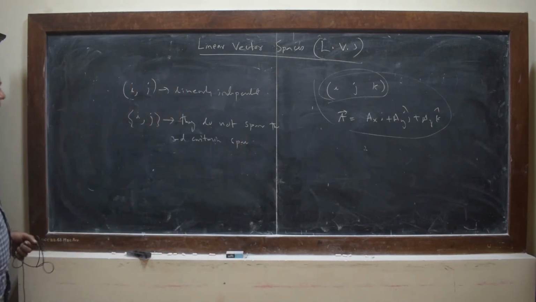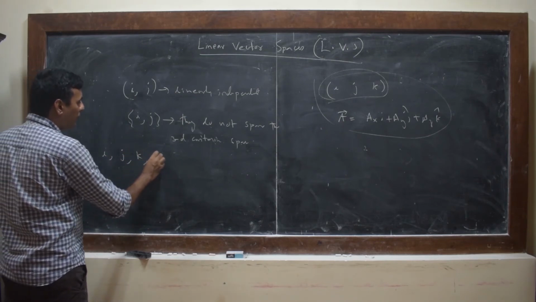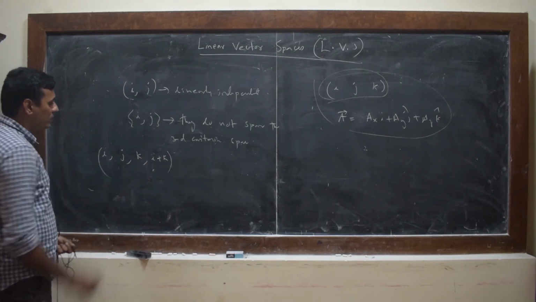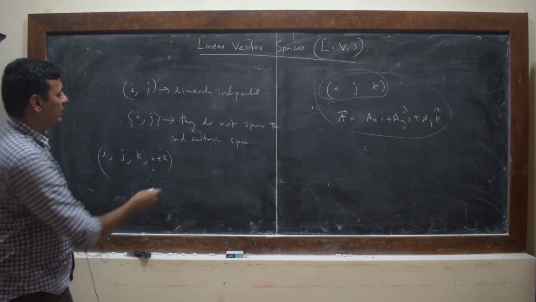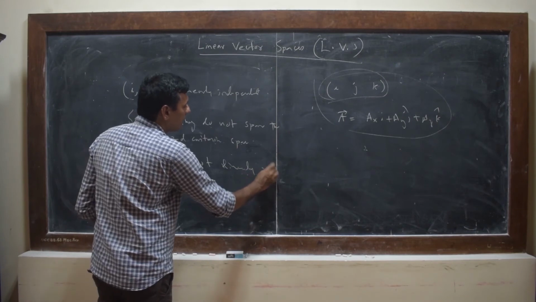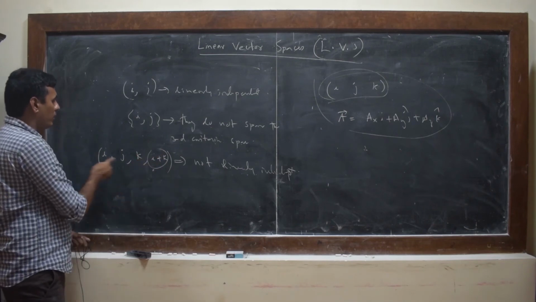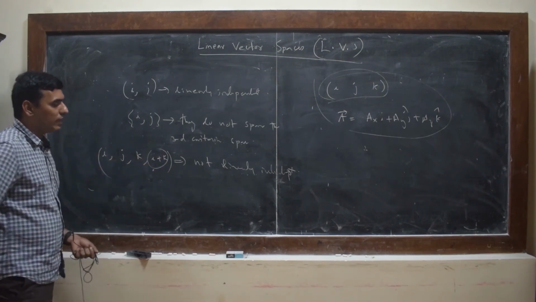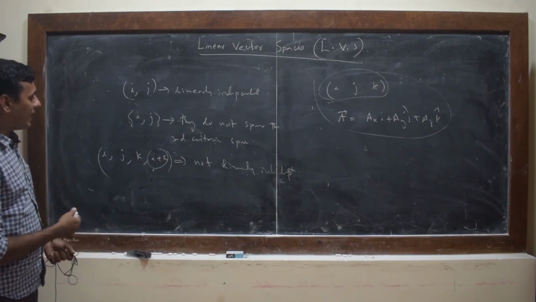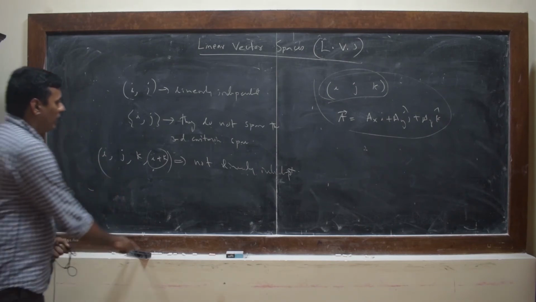Okay. And on the other side, say if you take i, j, k and i plus k. You have i, j, k and i plus k. So you have 4 vectors, and clearly these vectors are not linearly independent, because i plus k can be written in terms of these 2 vectors. So at max, in an n-dimensional space, you can have a maximum of n linearly independent vectors. Okay. Linearly independent vectors. All right.